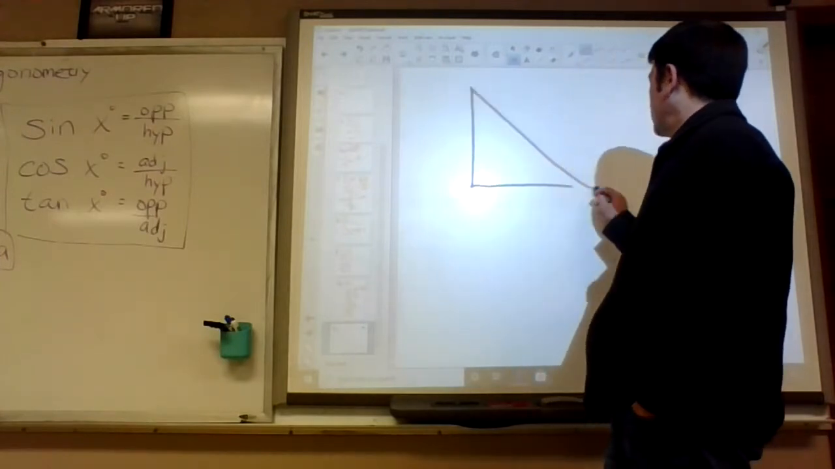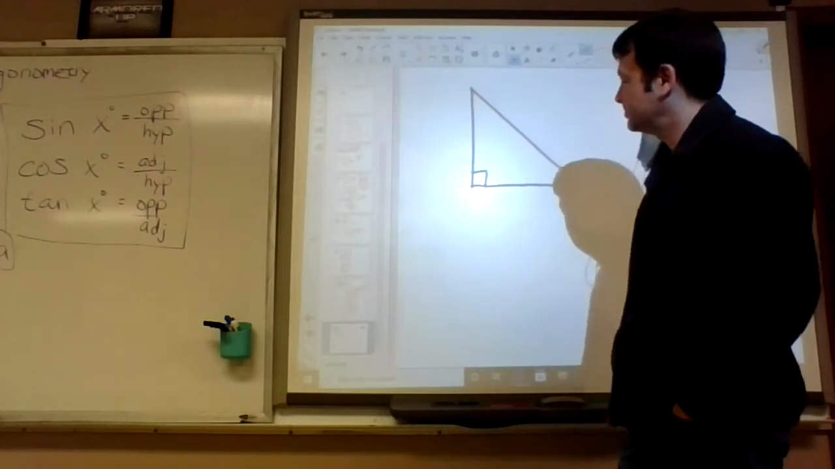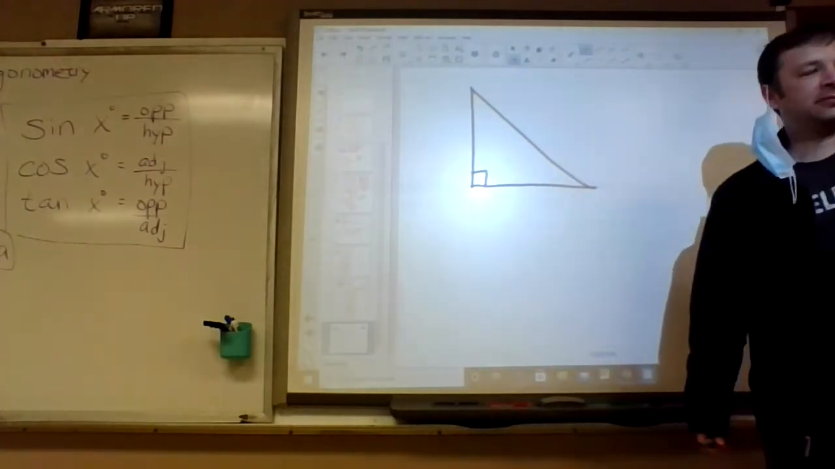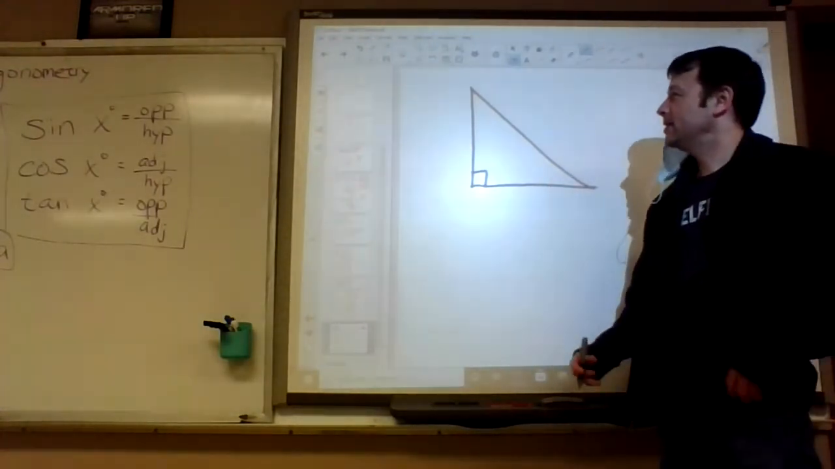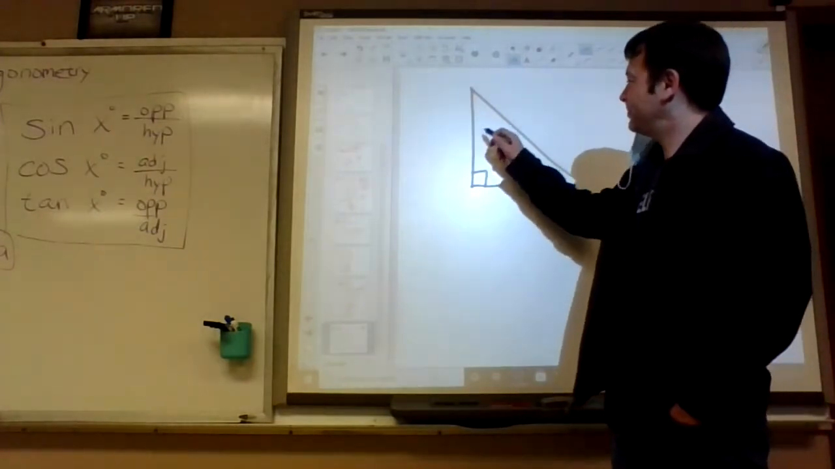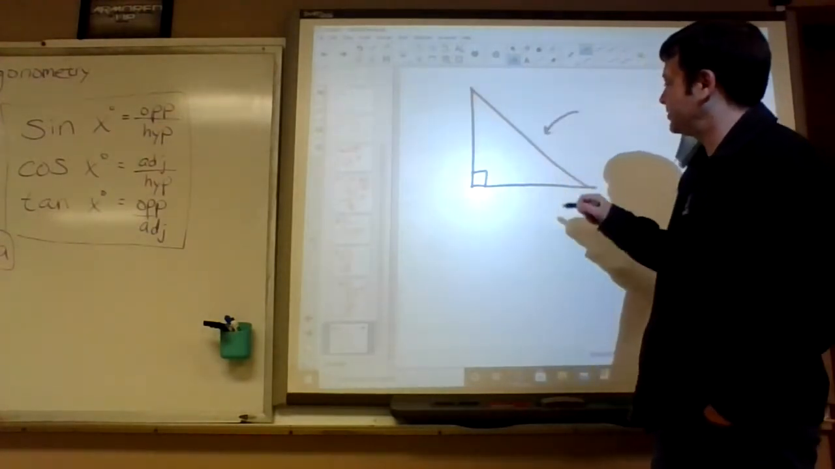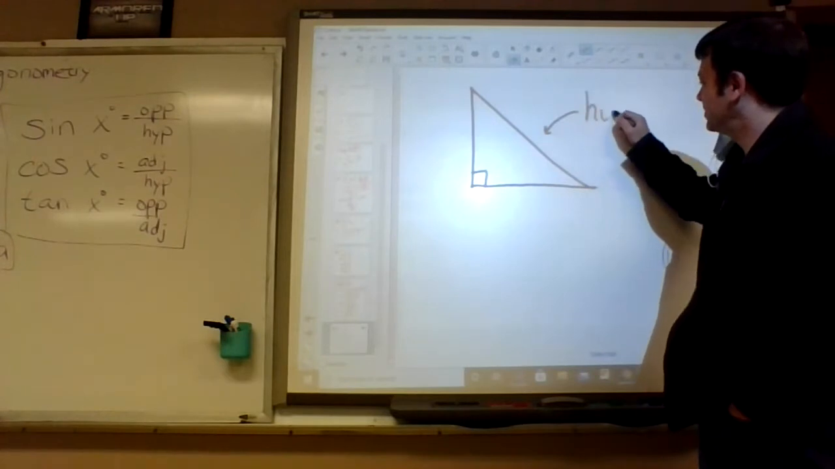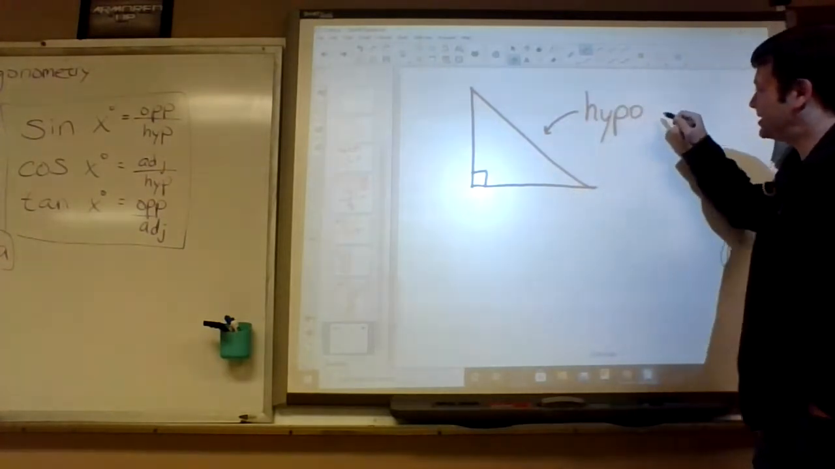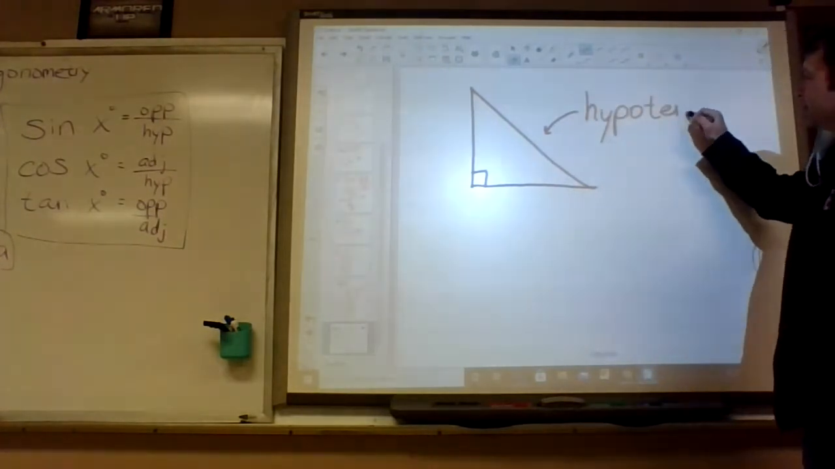What am I drawing? A square. That's a triangle. A right triangle. Okay. You guys remember what this side is called? Hypotenuse. The way you spell that is hypotenuse.